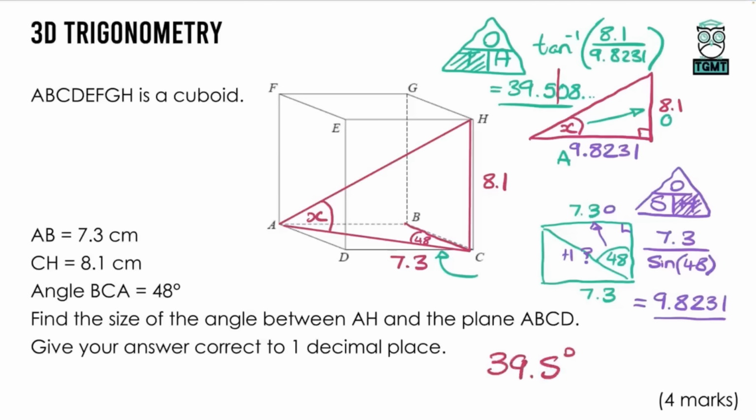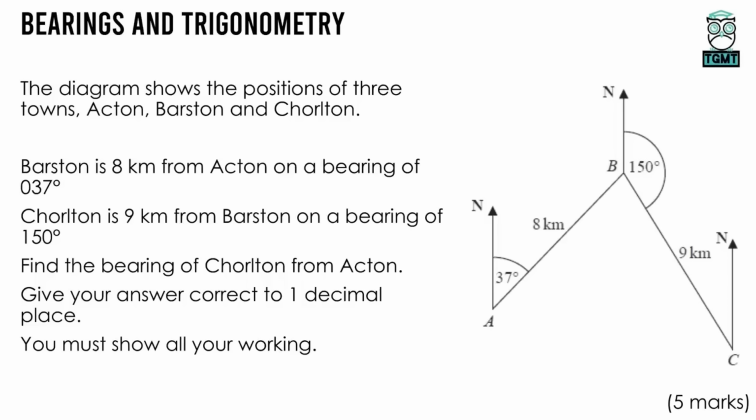Remembering this was an angle, so 39.5 degrees, and that is using SOHCAHTOA in some 3D trigonometry. Of course, not forgetting, you can have to do further trigonometry within SOHCAHTOA, but there we go. There was a nice, or a relatively nice question that only involved right-angled triangles. Okay, so looking at some bearings and trigonometry. This is our last question looking at trigonometry now.